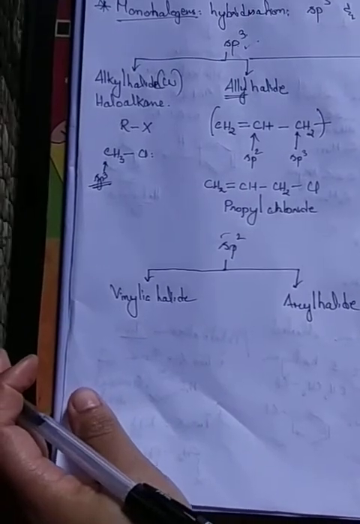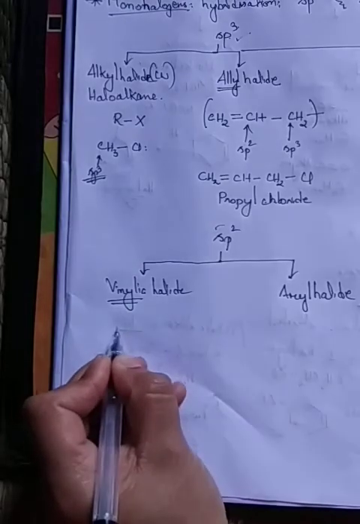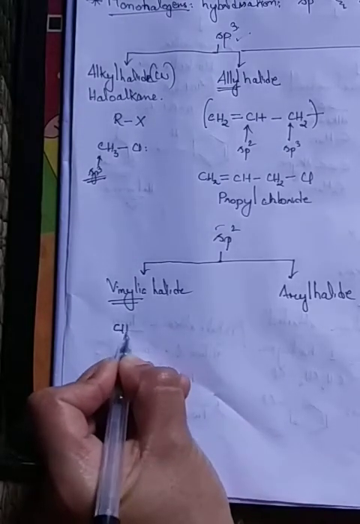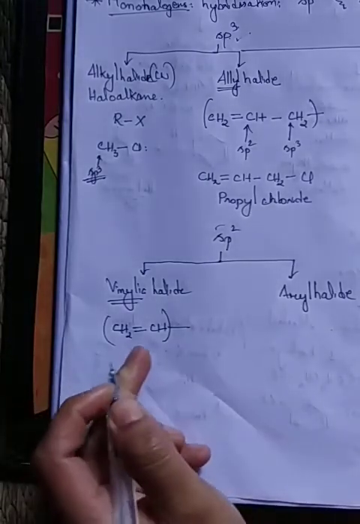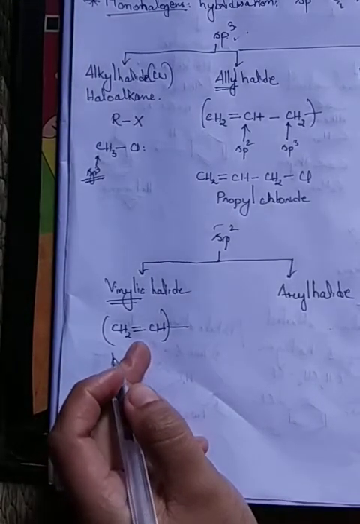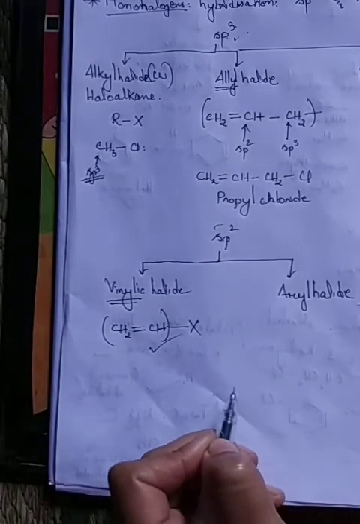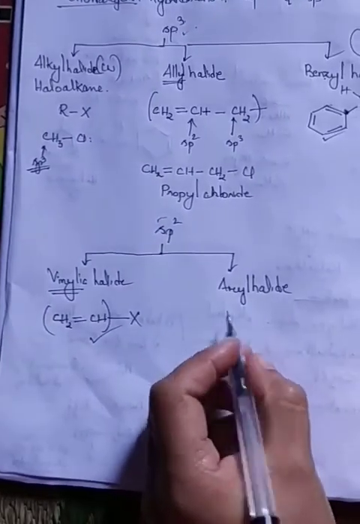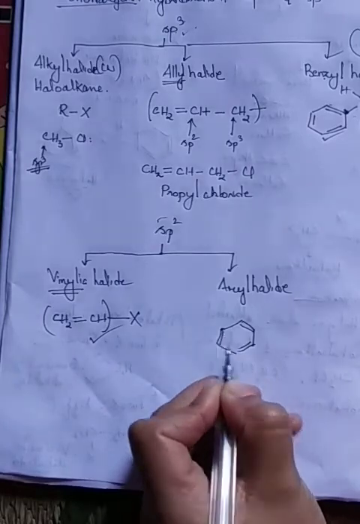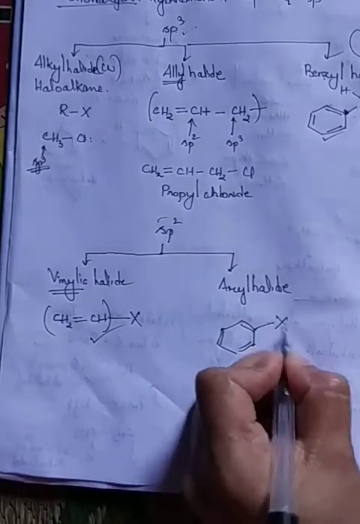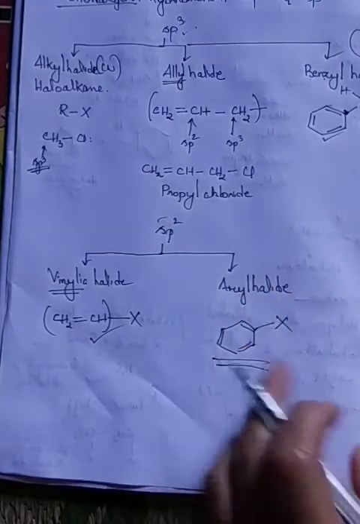Now for the vinyl group, the formula of our vinylic group is CH2 double bond CH. This is our vinyl group. To this vinyl group, if a halogen atom is attached, it is known as vinylic halide. And the second one, aryl halide, our benzene ring is here. We know that all the carbon atoms in the benzene ring are sp2 hybridized, therefore we directly attach a halogen atom here. And therefore we get our aryl halide in this way.